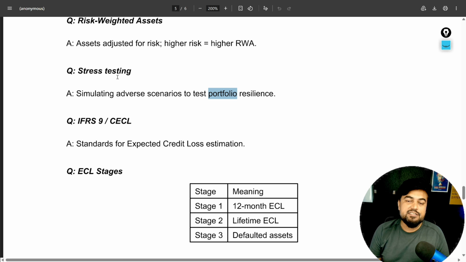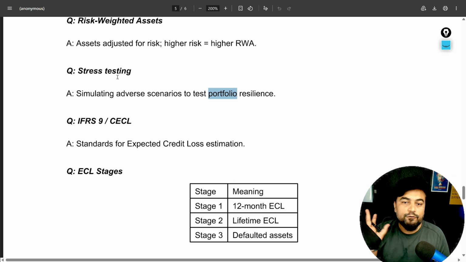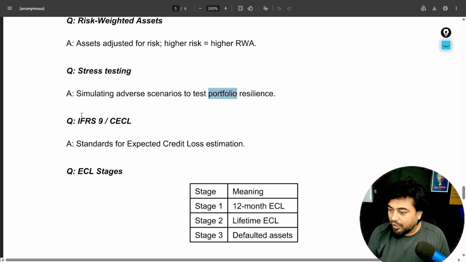Stress testing means we check against various situations. For example, COVID. We check our portfolio to see if COVID comes again in 2027, how the portfolio will survive or whether the bank will collapse. The bank should not collapse, so that's why we do adverse scenario testing. That's called stress testing. Then IFRS 9 ECL, the global accounting standard.